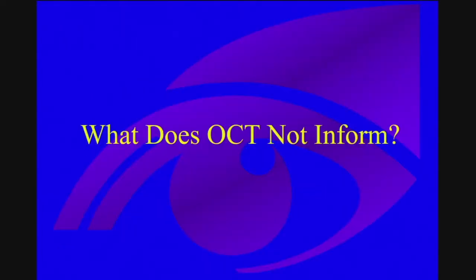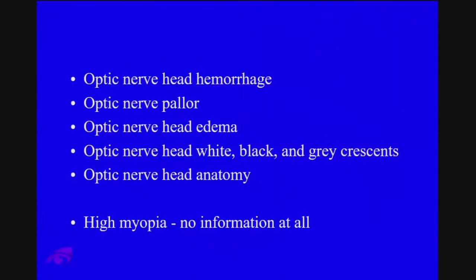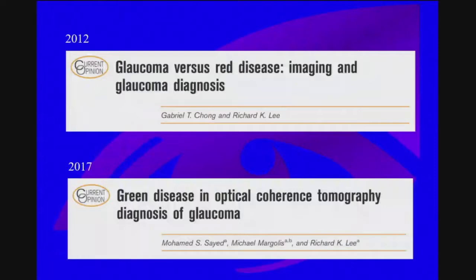And the other thing is, OCT doesn't tell you everything. As much as we'd love to think it gives us all the information we need, you can't see optic nerve head hemorrhages, nerve pallor, optic nerve head edema, the peripapillary crescents and the gray crescents and the black crescents in the optic nerve head anatomy. And we'll give examples where there's situations where you can't get any signal at all.